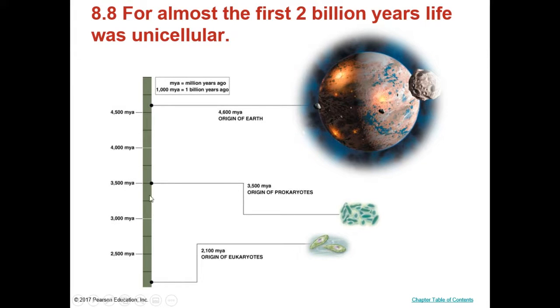So that's when Earth originated, right? Then 3.5 billion years ago was the origin of prokaryotes. So it took about a billion years for prokaryotes to be formed. And then from there, 2.1 billion years ago, that was the origin of eukaryotes, right? So it took about another 1.4, give or take, billion years for eukaryotes to be formed, okay?